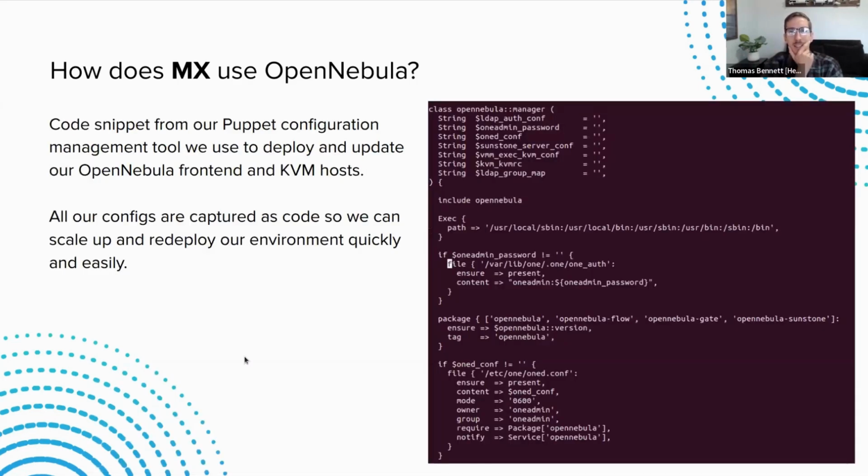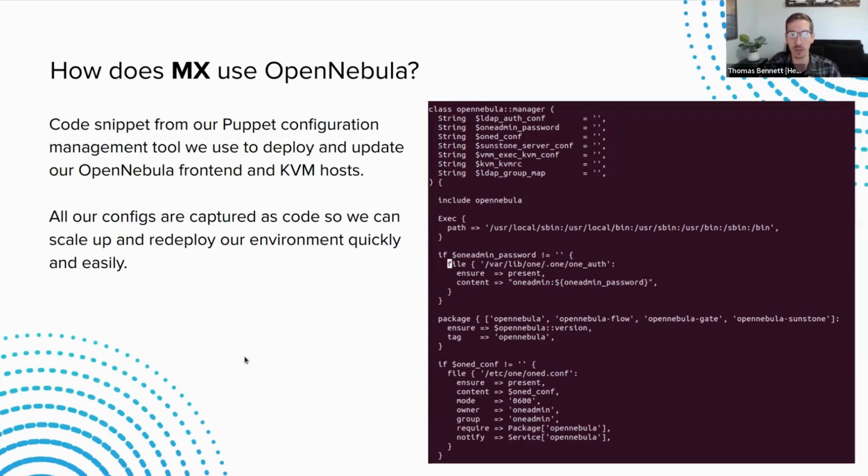So here's one that's interesting to us. We primarily use Puppet for our configuration management solution, and we've actually written our own Puppet module that allows us to configure the OpenNebula front end and the OpenNebula KVM hosts, or what we might refer to as the backends as well. So we've got this one module that has a manager class, which is for the front end, and then it has a node class, which is for the hosts themselves.